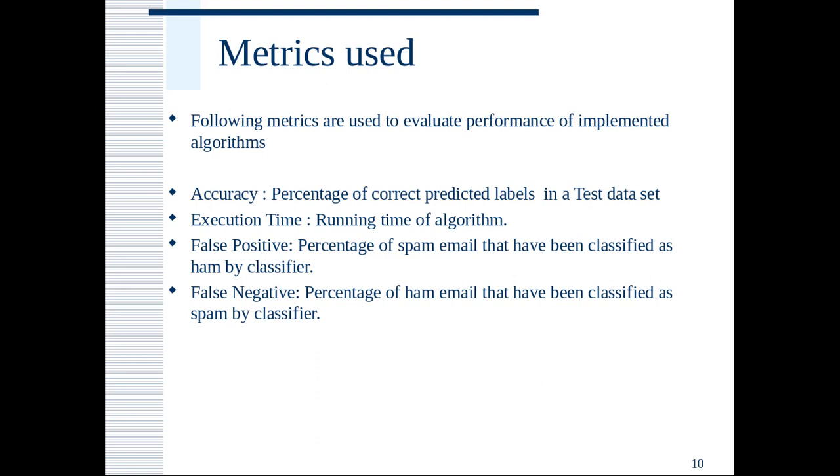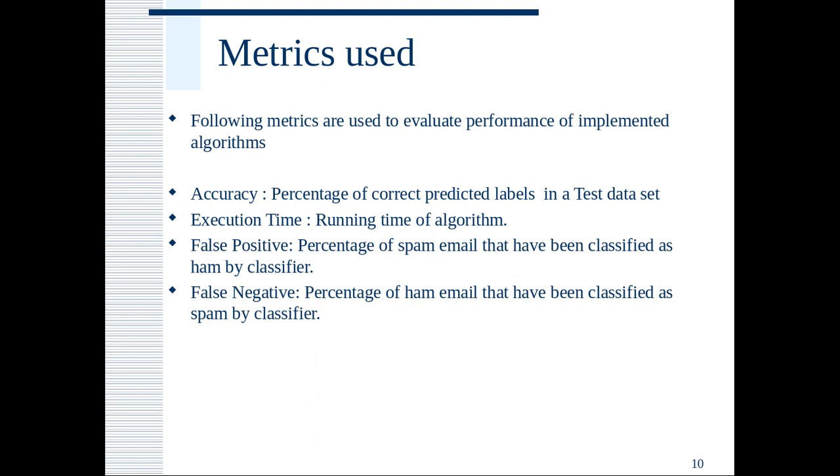The performance of the implemented algorithms is evaluated on the basis of these 4 metrics: accuracy, execution time, false positive and false negative. Accuracy implies the percentage of correctly predicted labels in a test dataset. Execution time is the running time of the algorithm. False positive indicates the percentage of spam emails that have been wrongly classified as ham by the classifier. False negative is the percentage of ham emails that have been wrongly classified as spam by the classifier.